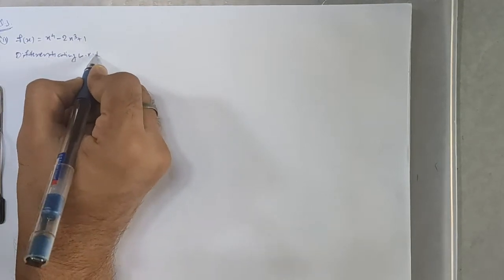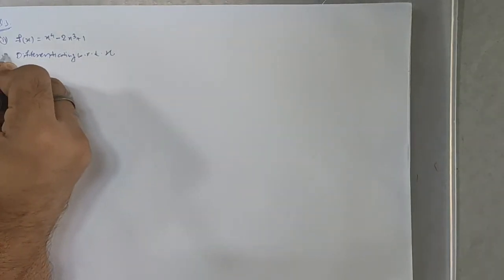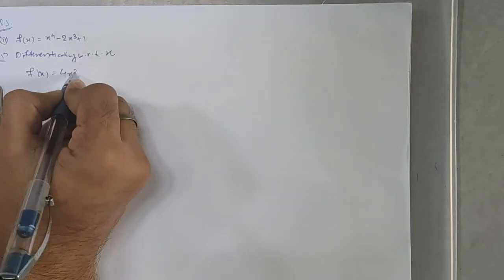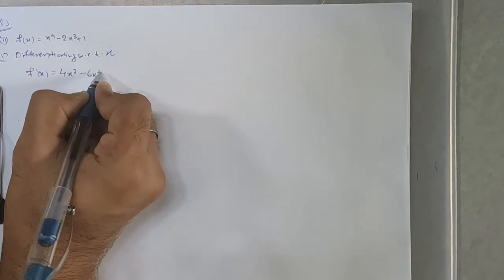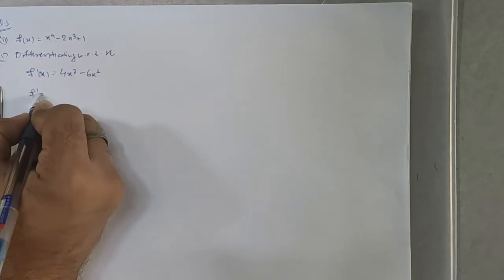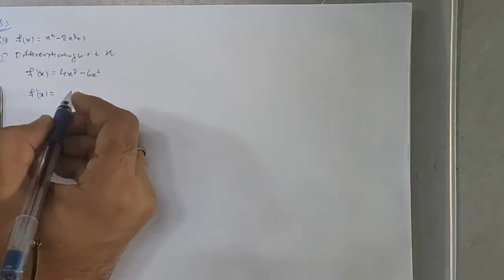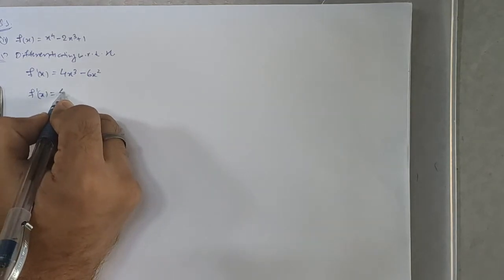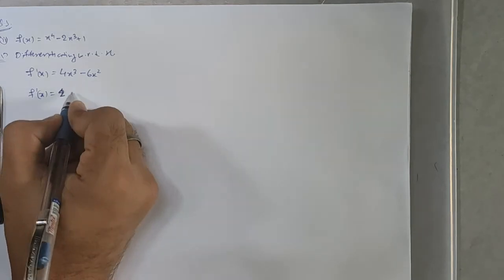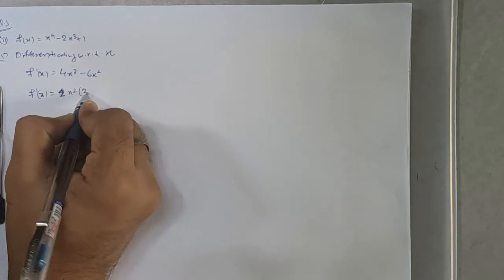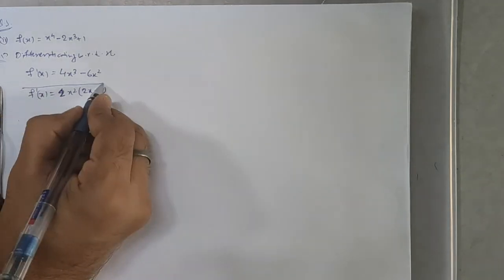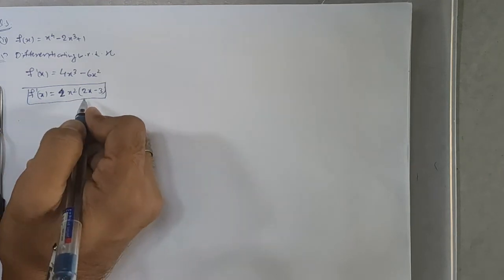So differentiating with respect to x. Solution. So f dash of x would be 4x cube minus 6x square plus 0. So f dash of x is equal to, taking 2 common, and x square common, 2x minus 3. So f dash of x will be 2x square into 2x minus 3.